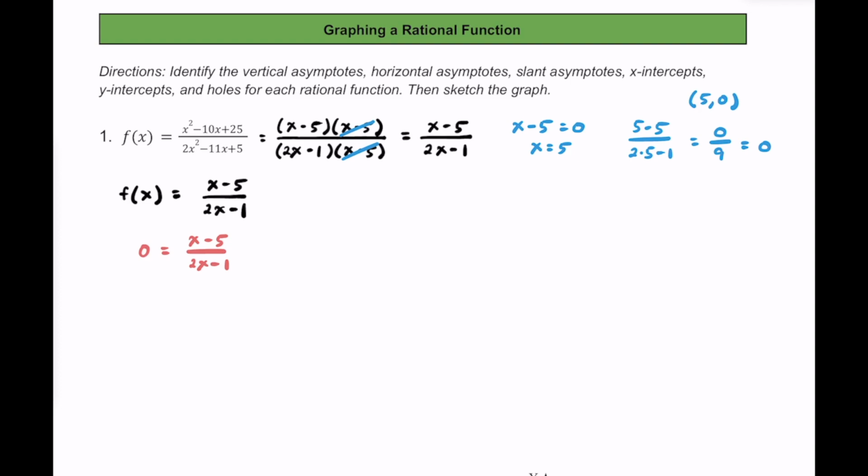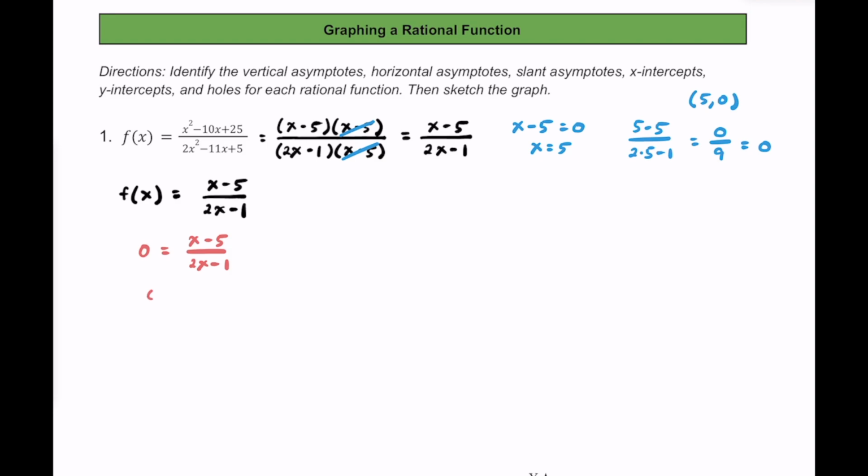Now, the left side of this equation is equal to 0, so how could the right side equal 0? Well, try to remember that anything divided by 0 is going to be 0, right? So if we can get this numerator to equal 0, then that is where the x-intercepts are going to be found.